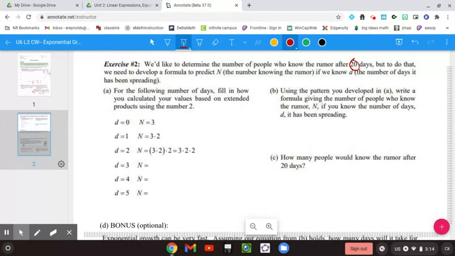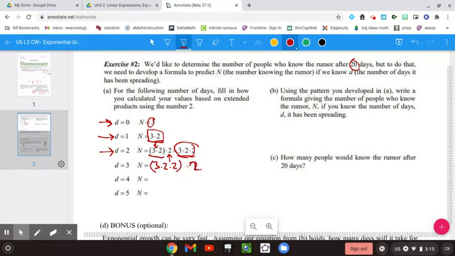So on day 0, we're right here. The number of people that know the rumor is 3. And then on day 1, we take 3 and we double it, right? We times 2. The next day, day 2, we take the day before, right? So that's what's here, the day before, and we double it again. So what that really looks like is 3 times 2 times 2. Then we're going to take the day before, right? So 3 times 2 times 2, and again, we're going to double that.